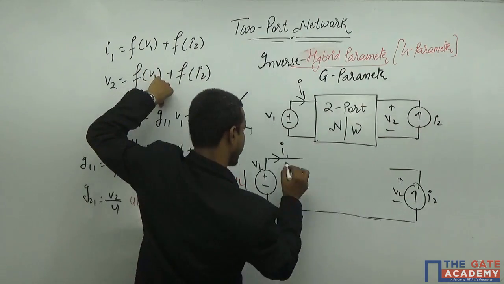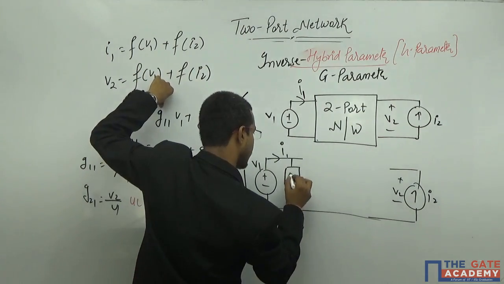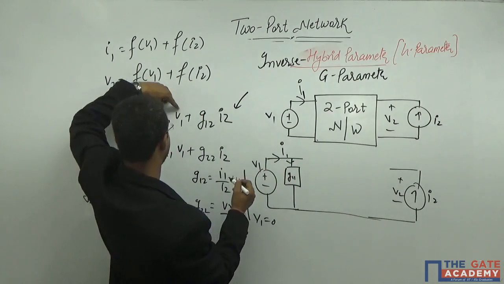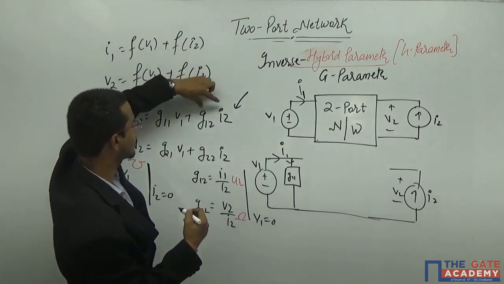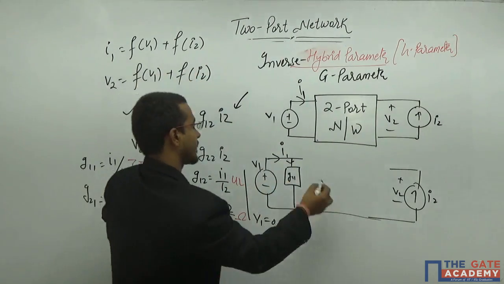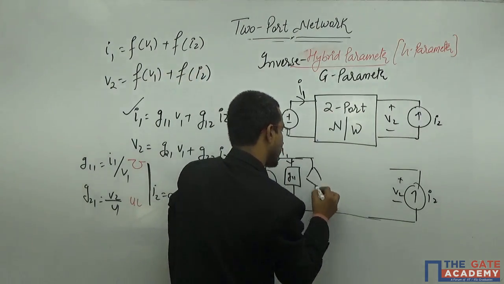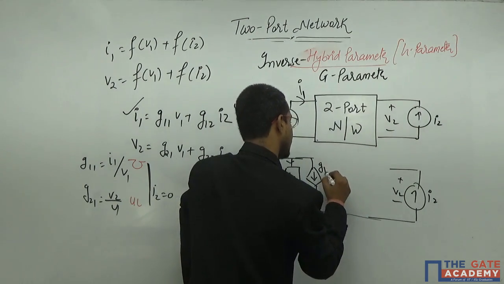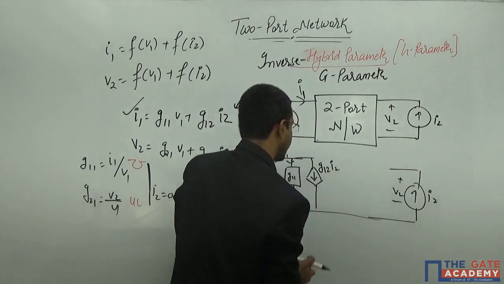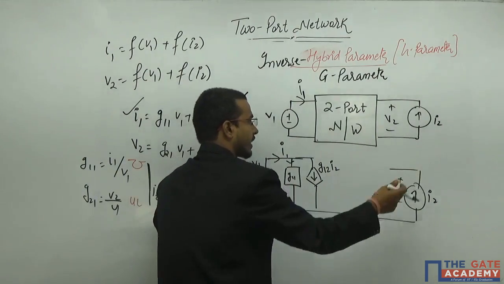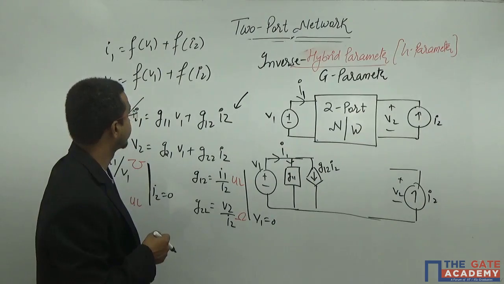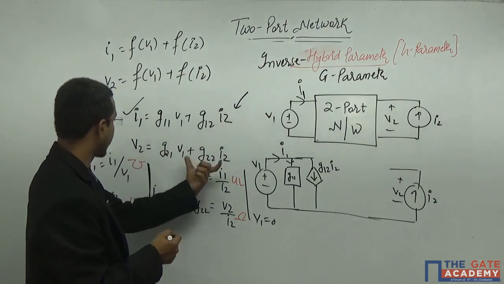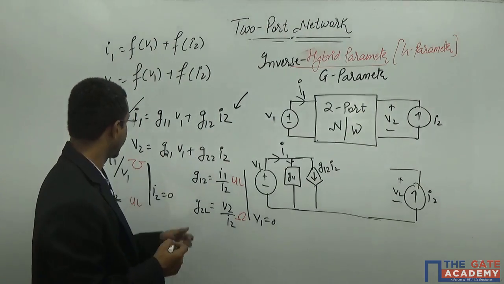That means here you will get G11 into V1, this is this current, and here the current in the first side is dependent on the current on the second side. That is why you will draw the equivalent current on this side, that means this value is G12 I2. That means current in the first terminal is dependent on the current on the second side. Just write down the equation for this particular network, this particular equation, and you will get that.